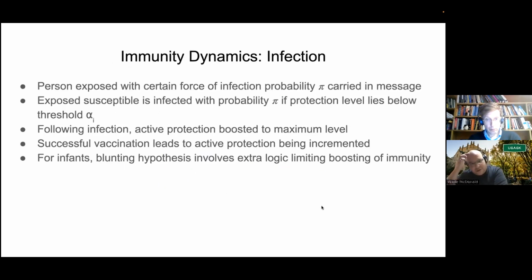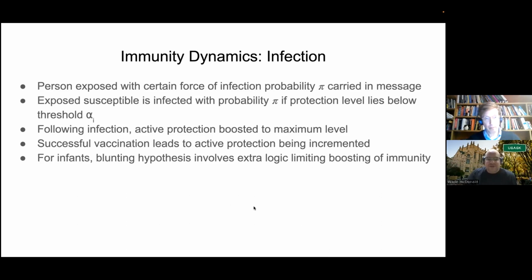A person exposed with a certain force of infection in this model is carried in a message passed from an infected person to a susceptible. An exposed susceptible is infected with a probability pi if protection level lies below some threshold alpha I. Following infection, active protection is boosted to a maximum level and then begins to decay. Vaccination leads to active protection being boosted incrementally, as we viewed on a previous figure.